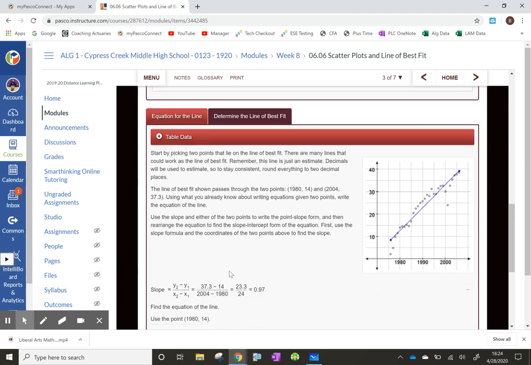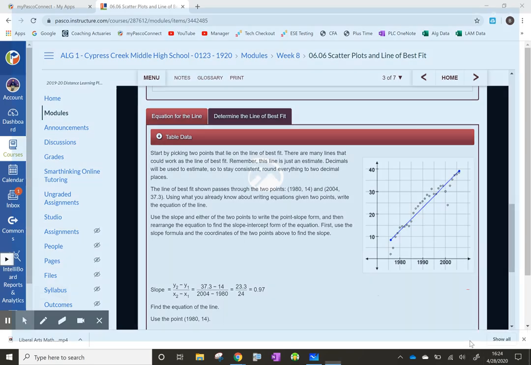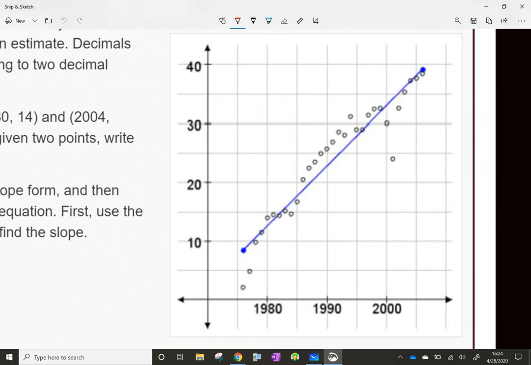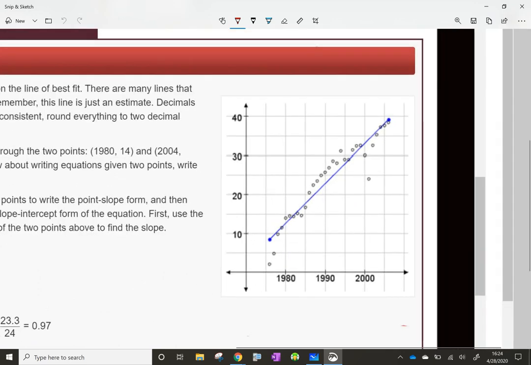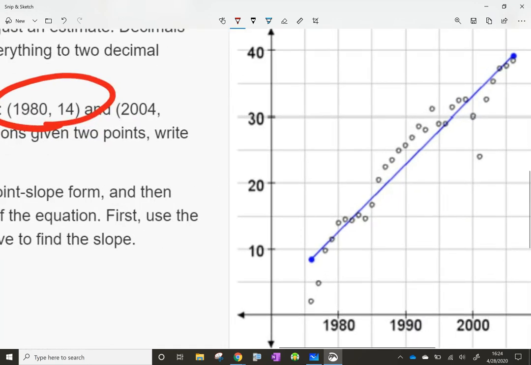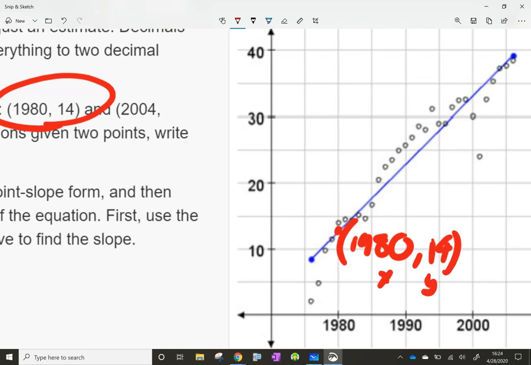Well, we take our line that we've drawn. You can see they've got this one in this picture. I can't blow it up or do anything there, but I'm going to snip this so I can zoom in on it a little bit better. They'll look at their graph and try to find 2 points to use on this graph. They've come up with these 2 points, 1980 and 14. So 1980 and 14 is about here. They're going to use this ordered pair, that x and that y.